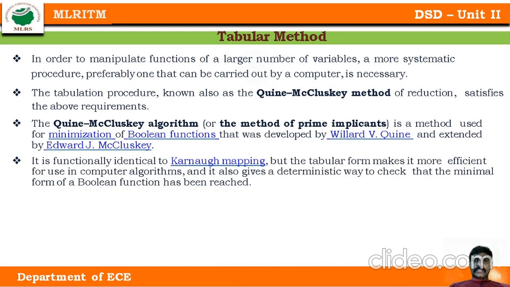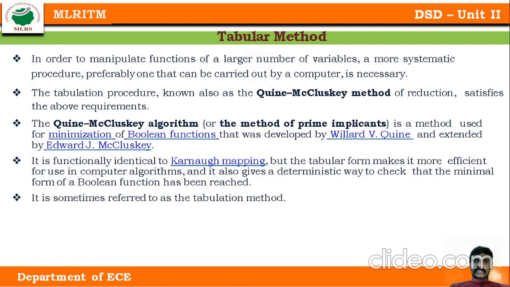It is functionally identical to the Karnaugh map, but the tabular form makes it more efficient for use in computer algorithms, and it also gives a deterministic way to check whether the minimal Boolean function has been reached or not. It is sometimes referred to as a tabular method, as we said earlier.